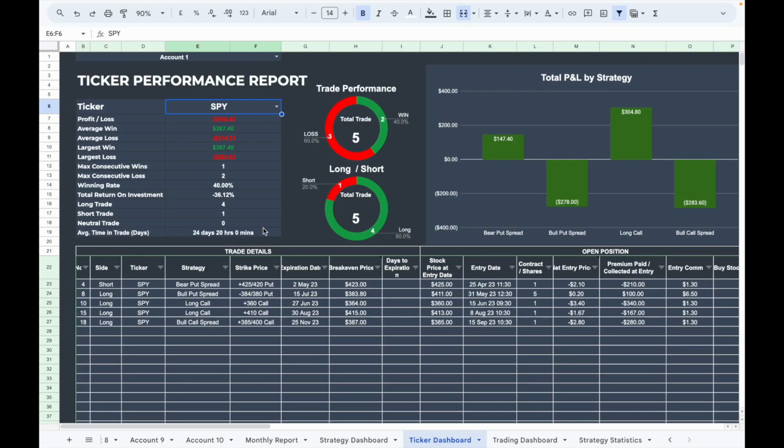The ticker dashboard in this trading journal helps you analyze the performance when trading a particular stock. It lets you know the performance of each individual strategy when trading a particular stock as well as total win and loss, total long and short.